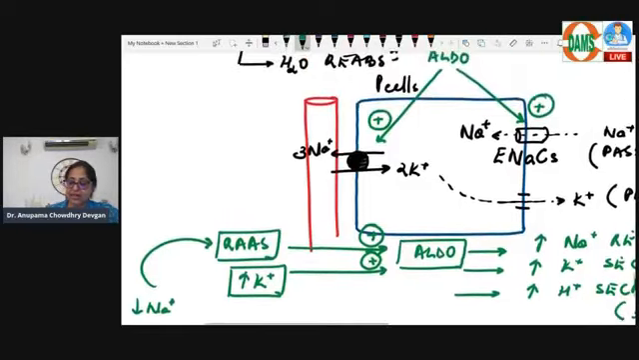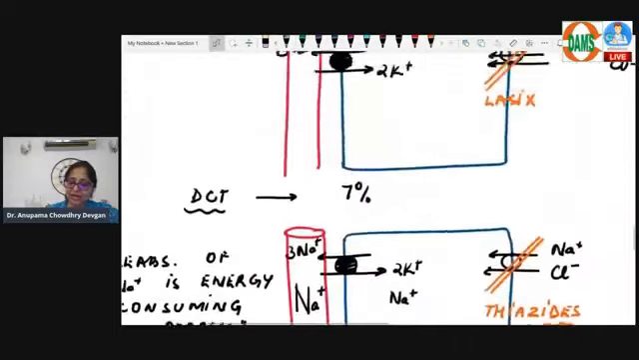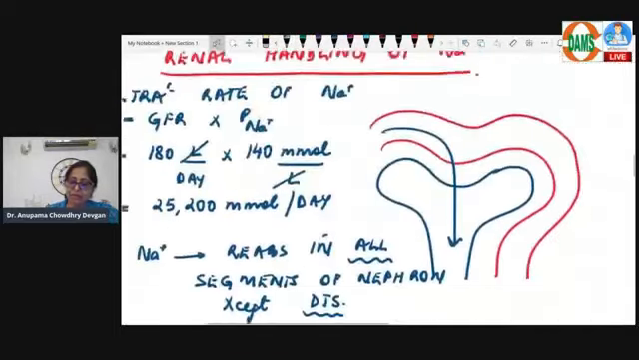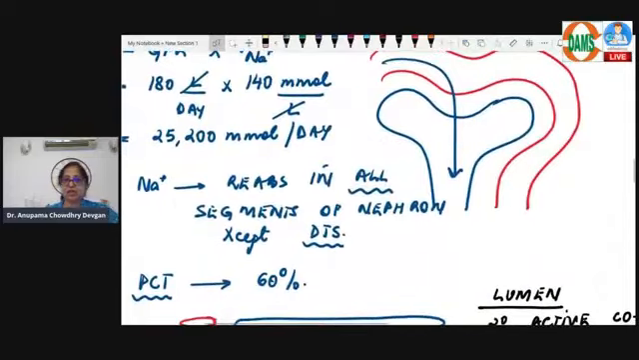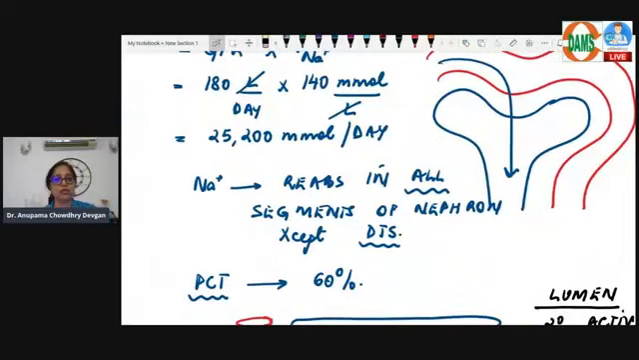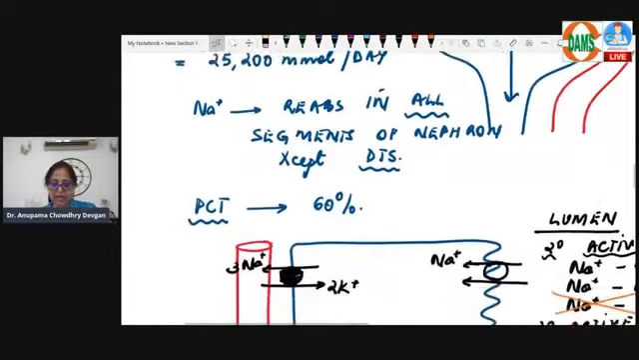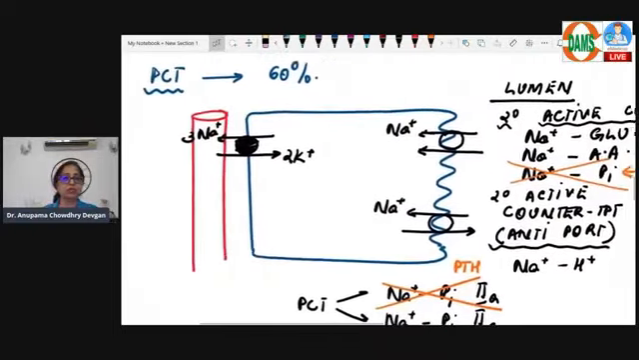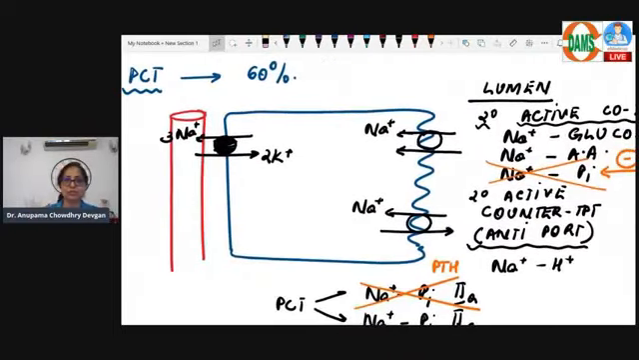So let's see this once again, just a brief recap. PCT, we said there is a huge amount of filtration of sodium per day. So sodium needs to be reabsorbed in all segments of the nephron except the descending thin segment. In the PCT, 60% of sodium is going to be reabsorbed. Basal side, sodium potassium pump. Luminal side, secondary active co-transport and secondary active counter-transport. I've given you the examples.